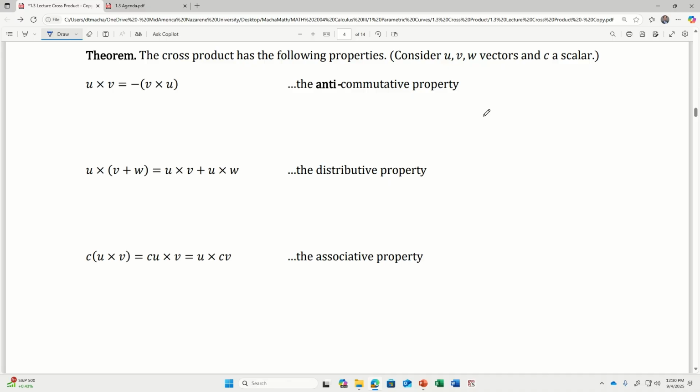So the cross product has the following properties. The cross product is not commutative. That means the order in which you multiply two vectors really does matter. But it also has a weird property. It's the anti-commutative property. That means if I were to switch the order that I'm taking a cross product, then I'm just going to get a negative sign or a minus sign in front of each entry.